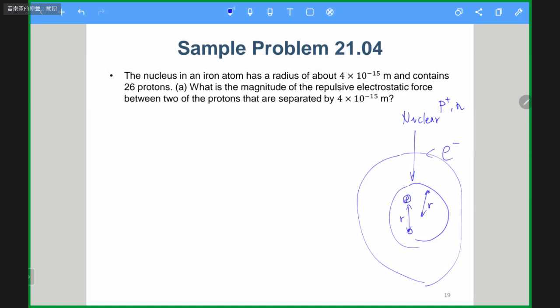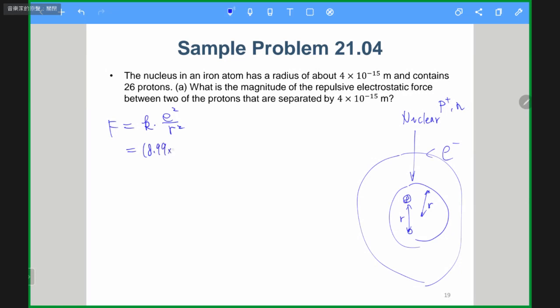Okay, so this is pretty easy. You just need to plug in the values in Coulomb's law. So F equals K times e squared over r squared. Q1, Q2, both of them are protons, so the charge will be plus e. So e times e is e squared, and then the distance is r.